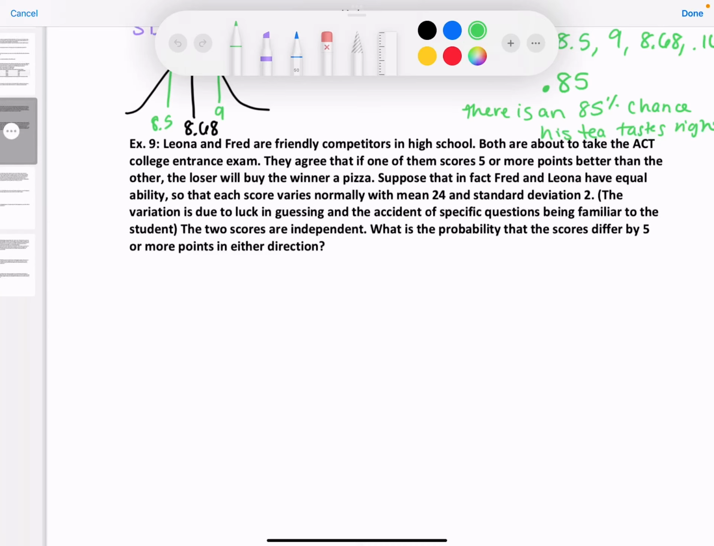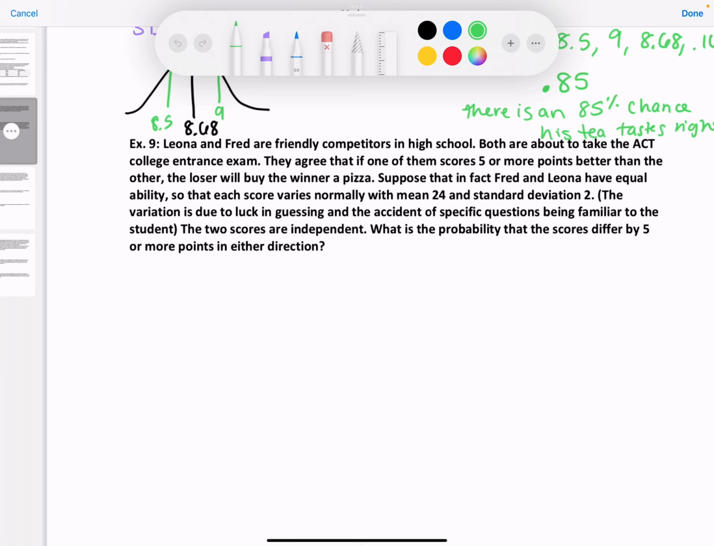Okay, so with this one, we have Leona and Fred are friendly competitors in high school. Both are about to take the ACT college entrance exam. They agree that if one of them scores 5 or more points better than the other, the loser will buy the winner a pizza. Suppose that in fact, Fred and Leona have equal ability so that each score varies normally with the mean 24 and standard deviation of 2.